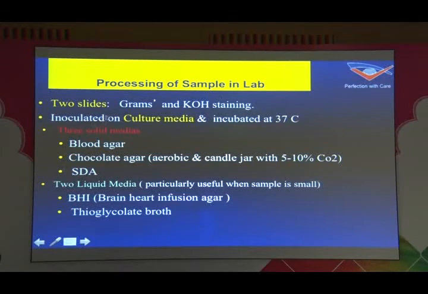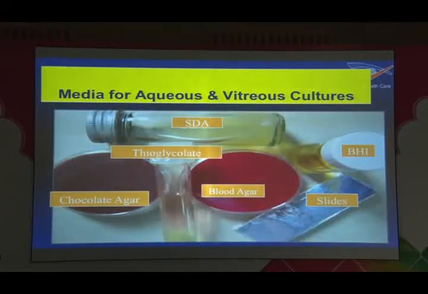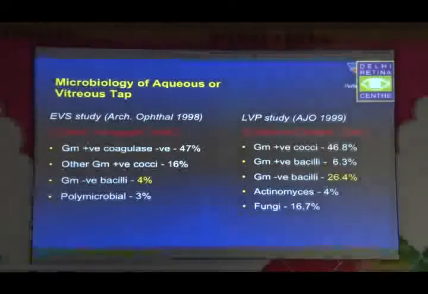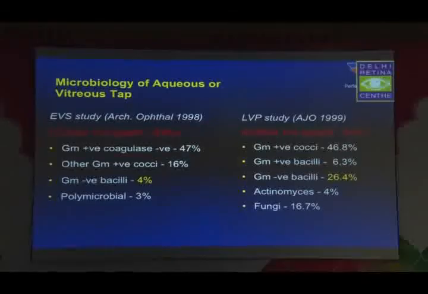You have to have three solid media: blood agar, chocolate agar, and Sabouraud dextrose agar. Then you have to have two liquid medias: BHI and thioglycolate broth. So this is how you should have the armamentarium in the operation theater. Ideally, plate them in the operation theater, or you should send them to the lab as soon as possible.